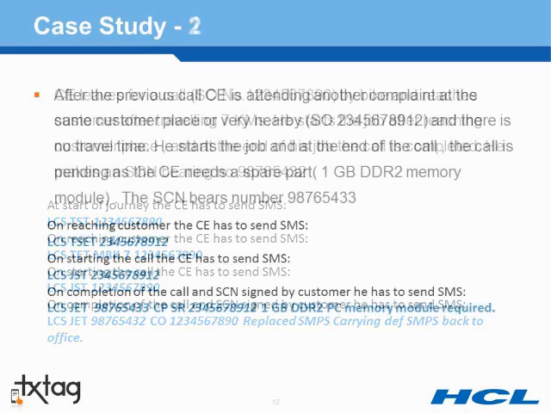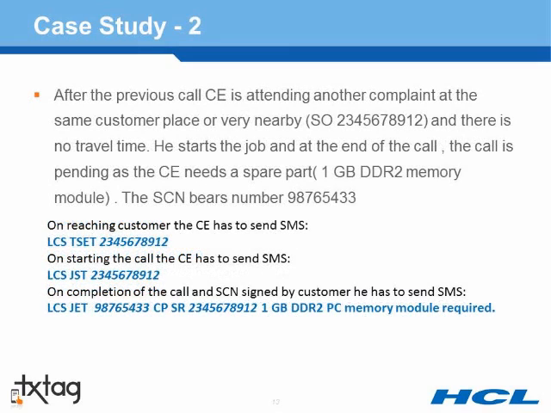We'll take one more case study. So here is a case where after attending the first call, I am attending to a second call in the same customer place, which means I am not traveling. So here the first SMS is LCS space TxTag, travel start and end time, and the SO number is 23456789112. So the CE sends an SMS LCS space TxTag space 23456789112, which means travel start time and travel end time is the time of the SMS, which means there is no travel.